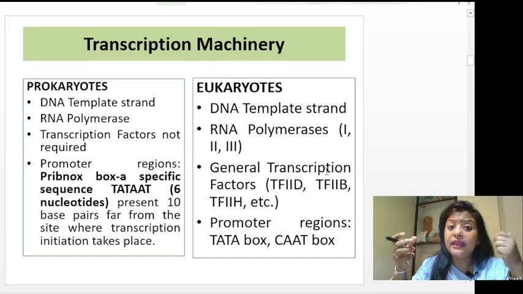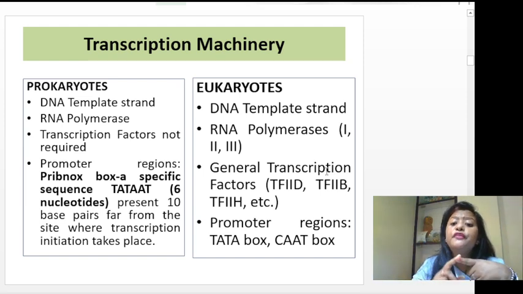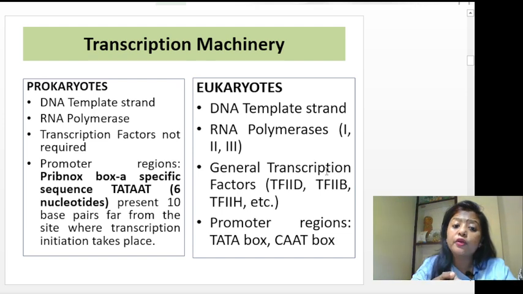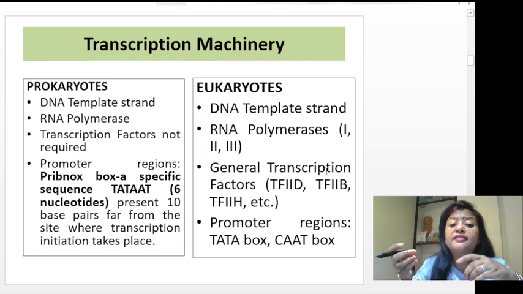The enzyme for prokaryotes is only RNA polymerase, but for eukaryotes there are three RNA polymerases: 1, 2, and 3. Also, in prokaryotes no transcription factors are required, but in eukaryotes, since it's a complicated process, there are some transcription factors involved.